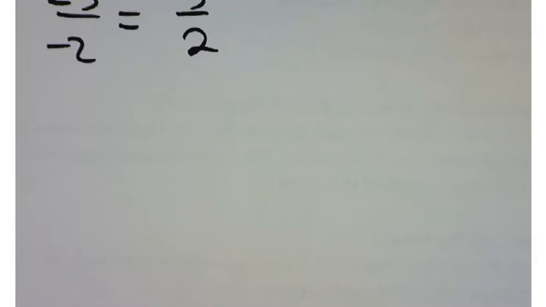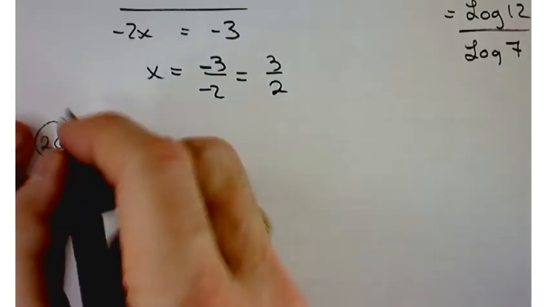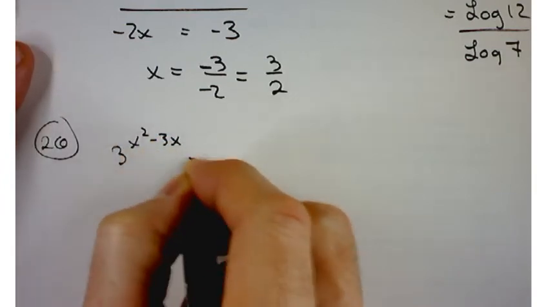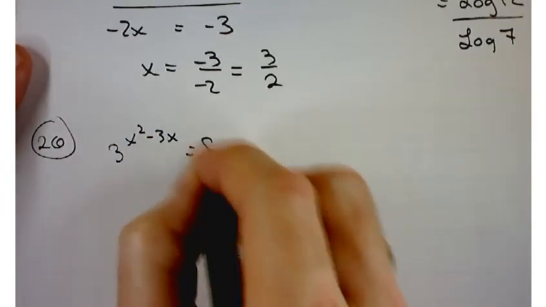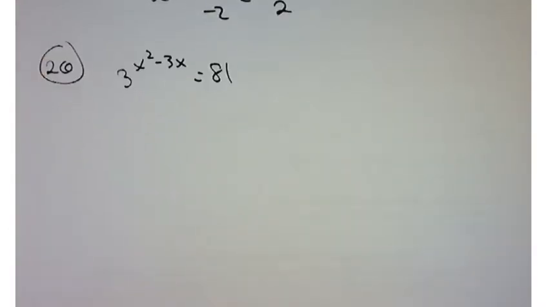Okay, good questions. Let's keep going. Let's do one last one like this. Problem number 26. Three to the x squared minus 3x equals 81. Okay. Marzena, how would we start on this one?